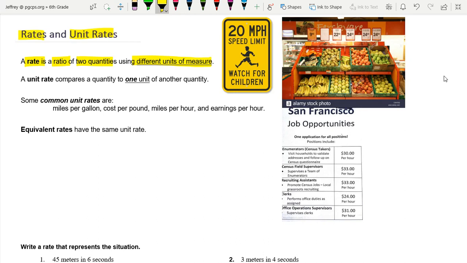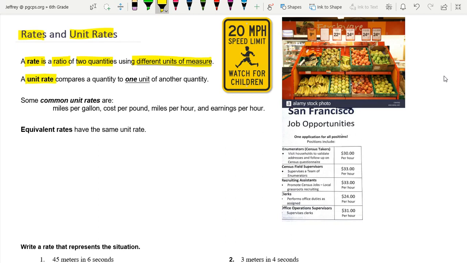When you look for a job, you see your hourly rate. It says $30 per hour. You see the word per. So the word per is a word that separates the units of measure. The per means for every. So $30 for every hour. So these are rates and unit rates.